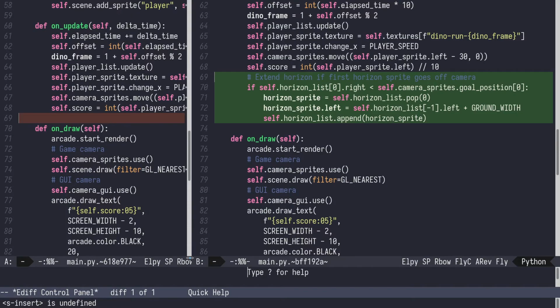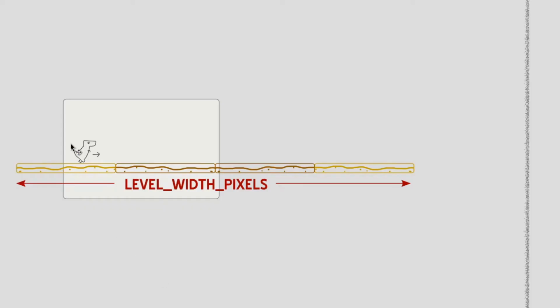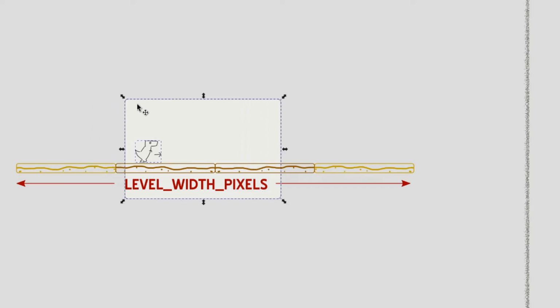Now, how would you give the illusion of an infinite horizon? Running out of the screen horizon is never happening in the real game. So it's quite easy. All you need to do is keep shuffling the ground sprites. If there is a piece of sprite which has gone off the camera, scrolled off to the left, you can use that piece and move it to the front. So move it to the right and keep extending the ground dynamically. And that's what we're going to do: extend the horizon if the first horizon sprite goes off the camera.